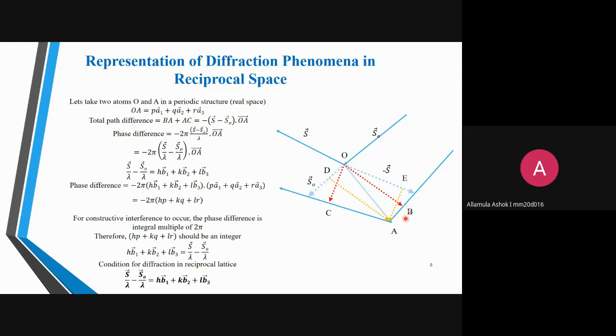BA is nothing but the projection of OA bar. BA is equal to OD and AC is equal to OE. OD is nothing but the projection of the OA vector on S naught bar, the incident wave vector. So OD is S naught bar dot OA bar. Similarly, OE is nothing but the projection of the OA vector on minus S bar, the diffracted ray. So BA plus AC is equal to minus of S minus S naught dot OA bar.